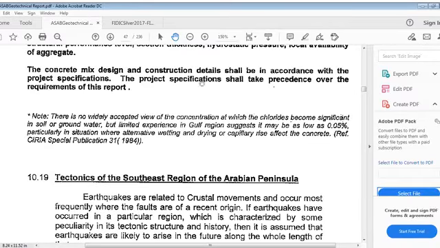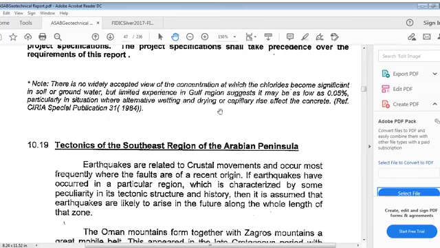Concrete design and construction details shall be in accordance with project specifications. Project specifications shall take precedence over the requirements of this report, and project specifications are always more important.